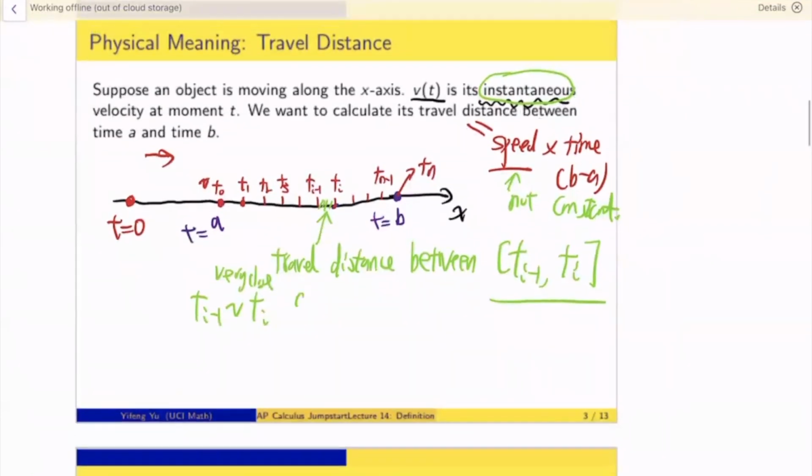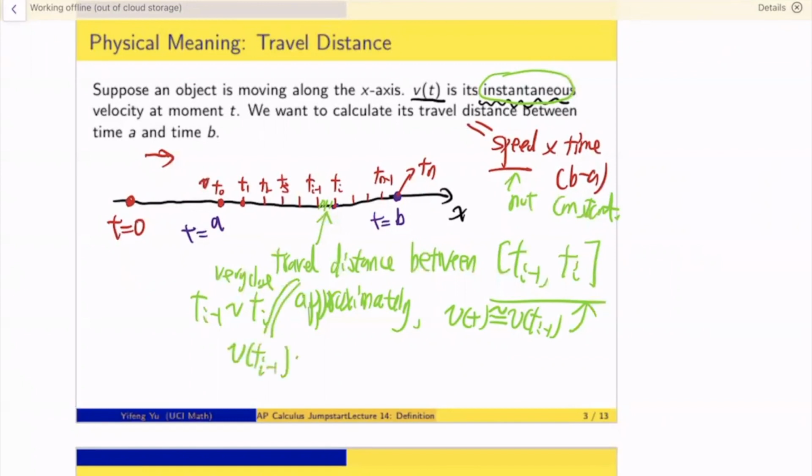So it's okay, approximately we can think the velocity within this range is the same thing as at t_{i-1}. Approximately, we say, okay, it's just the same thing. All right, and then the travel distance between them will just be v(t_{i-1}).